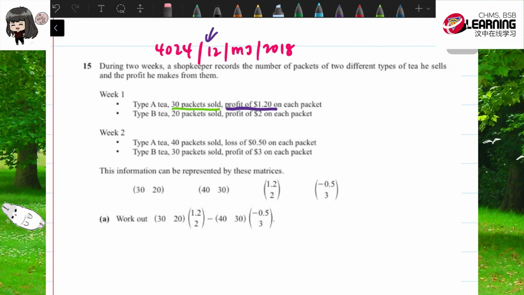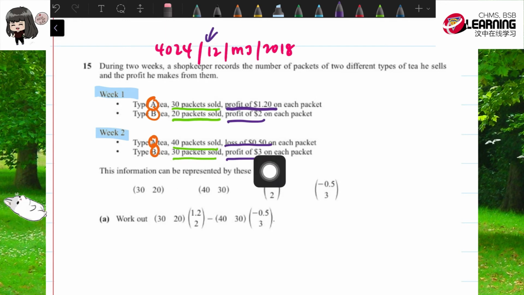Then you have type B, 20 packets sold and profit of $2. These two types, A and B, are different. Next, week 2. We have two types, A and B, and then 40 packets sold, 30 packets sold, but this time a loss of 50 cents and a profit of $3. This information can be represented by these matrices.